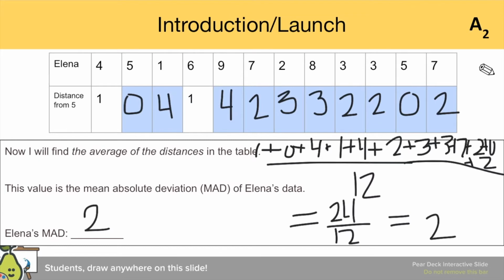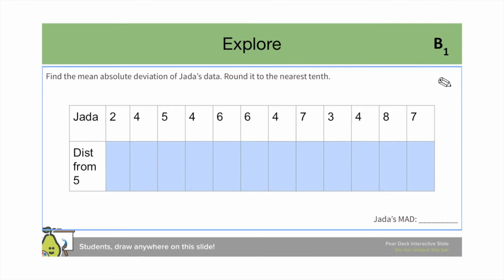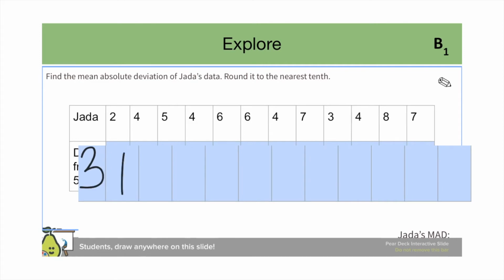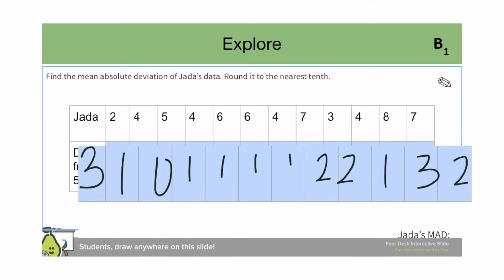To further support students with disabilities, especially those with executive functioning issues, you can provide them the visual aid of adding mean absolute deviation, MAD for short, to the classroom vocabulary anchor chart. You can treat this slide as the we do, and notice that it's 3, 1, 0, 1, 1, 1, 1, 2, 2, 1, 3, 2 for Jada. And when you complete the average for the MAD, it's going to come out as 1.5.